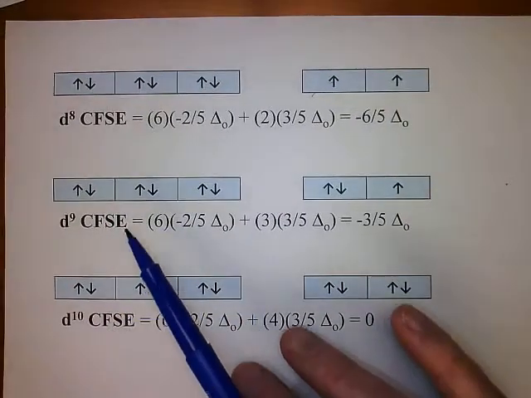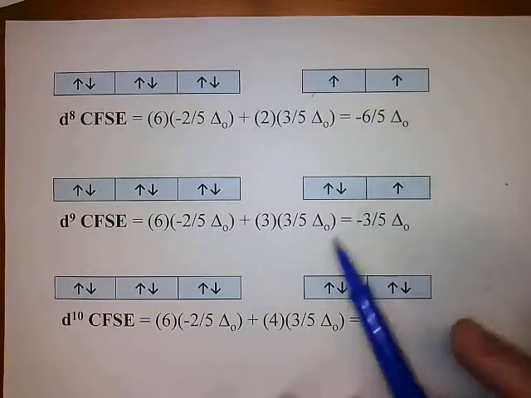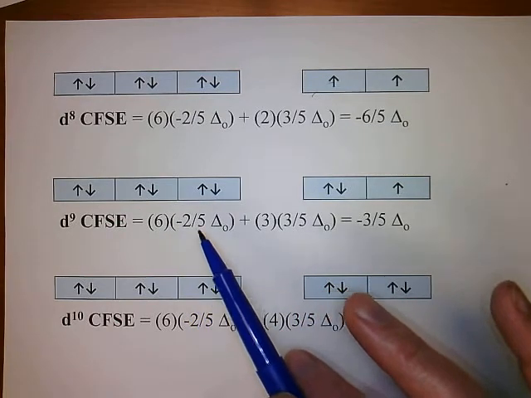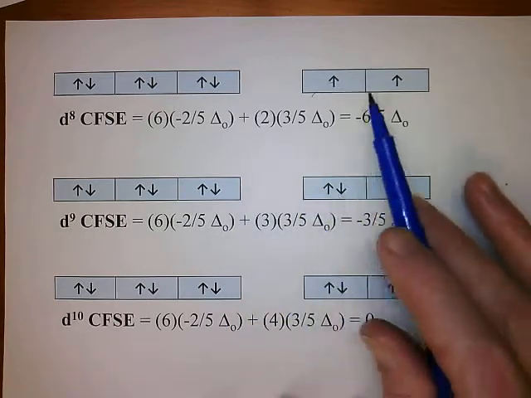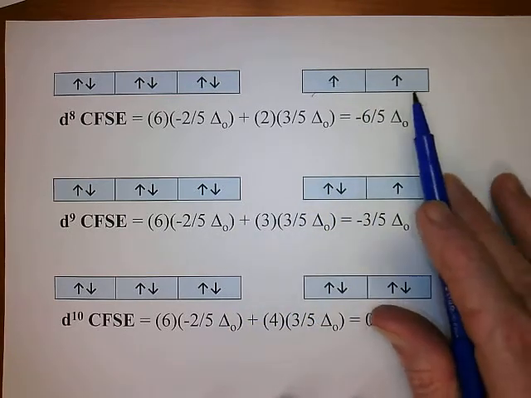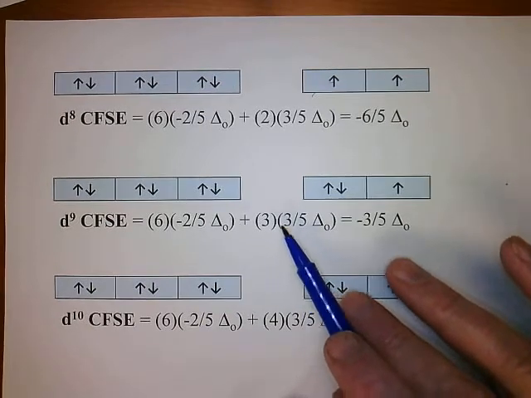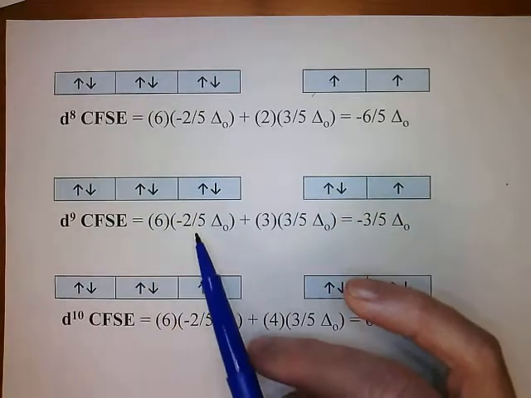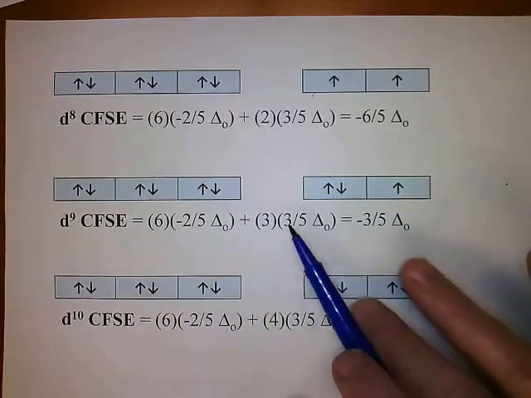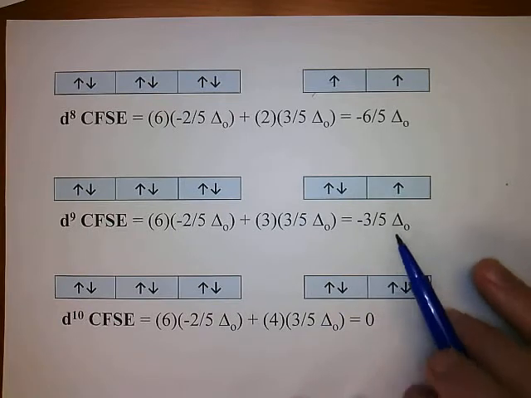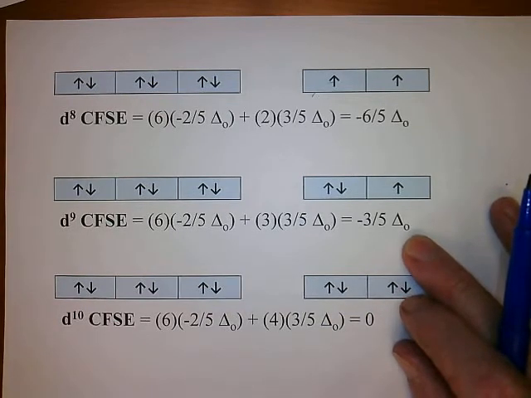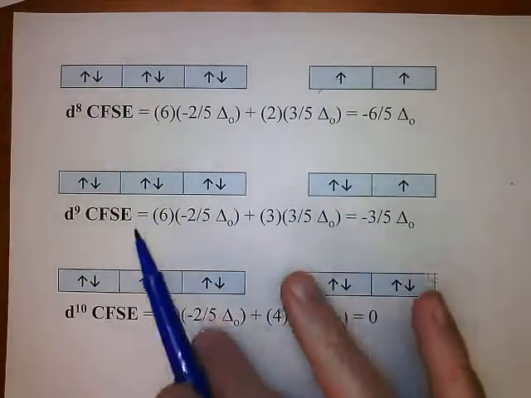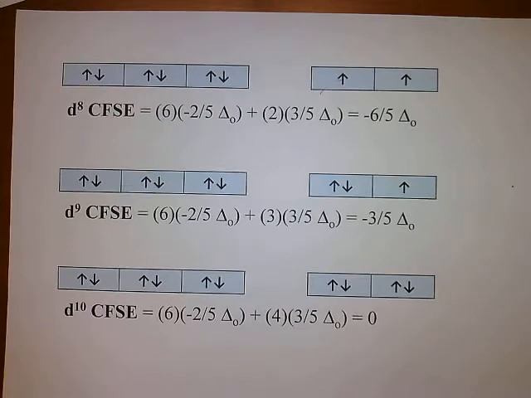For the D9 case, we're going to add 1 more electron, so now it's 6 times minus 2/5 times the field splitting. Now we have 3 electrons. We've added 1 more electron. Now we have 3 electrons that are raised by 3/5 the field splitting. So let's see, minus 12/5 plus 9/5 comes out to be minus 3/5. Okay, and we don't have to supply a pairing energy because all these would have to be paired in the absence of field splitting.